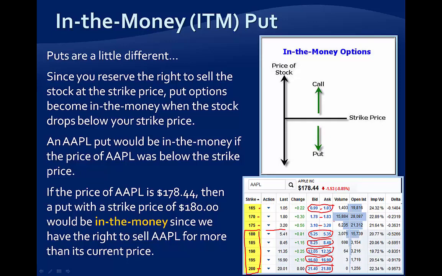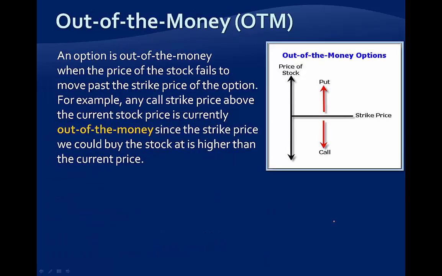So remember, with call options, the option is in the money if the strike price is below the stock. With put options, you're in the money if the strike price is above the price of the stock. An option's out of the money if it's on the other side of that. So for example, any call option with a strike price above the current stock price is out of the money because the stock hasn't exceeded that. It doesn't have any intrinsic value. If there's no bragging rights, then there's no in the money amount.